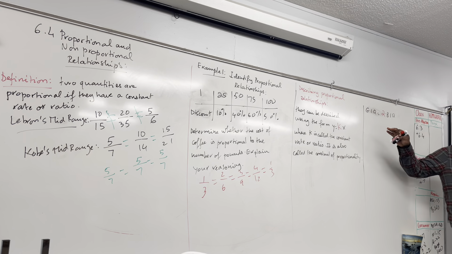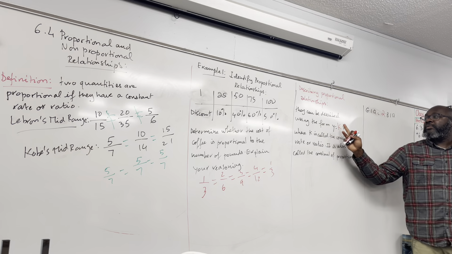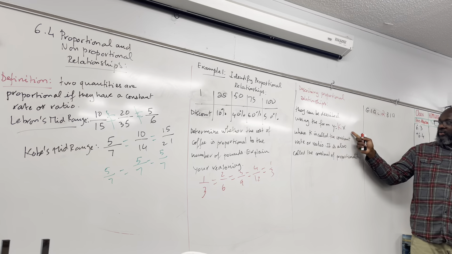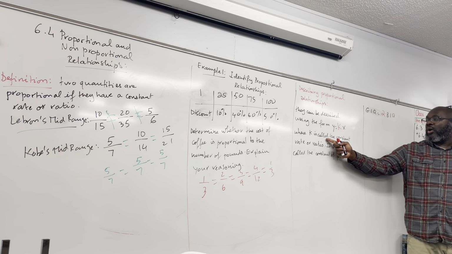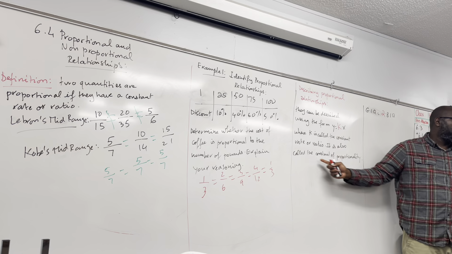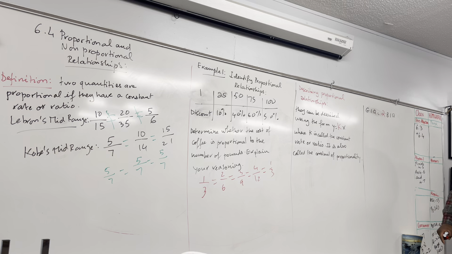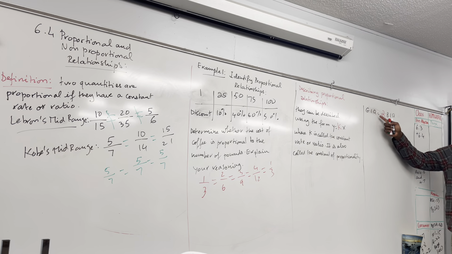So basically, you can describe a proportional relationship using this. Proportional relationships can be described using the form y equals kx, where k is called the constant rate or ratio. It is also called the constant of proportionality, right? So I just made a general statement. I just said that girls' IQ is twice as high as boys' IQ, right?